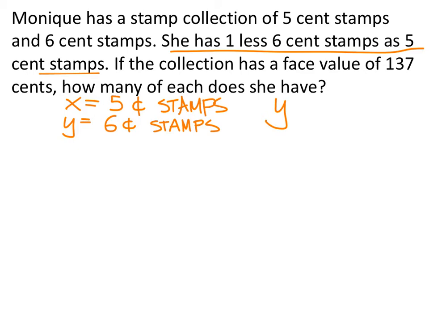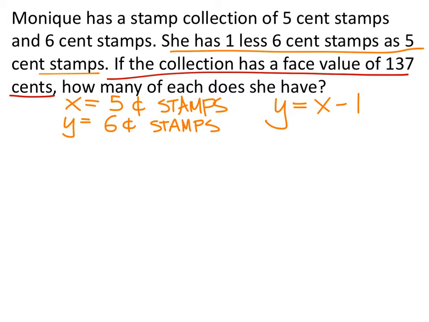So she has one less 6-cent stamp as 5-cent stamps. So the 6-cent stamps is going to be the 5-cent stamps, but one less than that. And that's our first equation, actually, for our system. The second one would come from the collection having the face value of 137 cents.